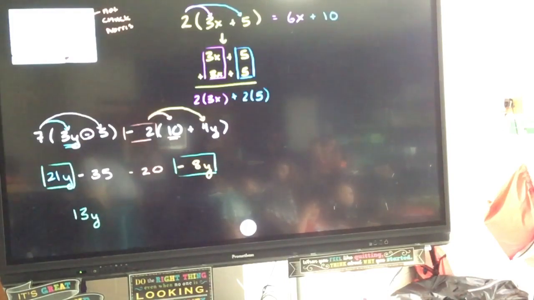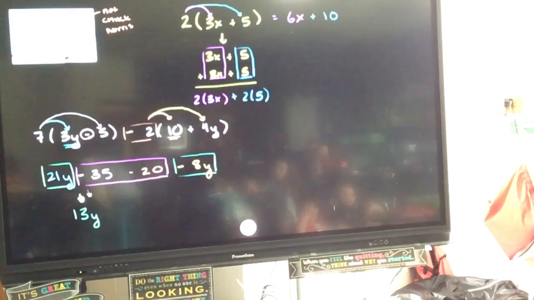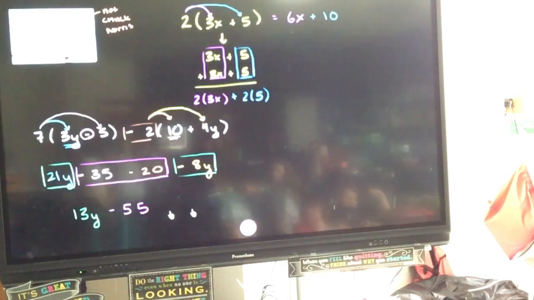And then I have negative 35, this is a new color, and then negative 20. So negative 35 minus 20 is just going to simplify to negative 55. So this whole thing simplified using a little bit of the distributive property and combining like terms. We got to 13y minus 55.